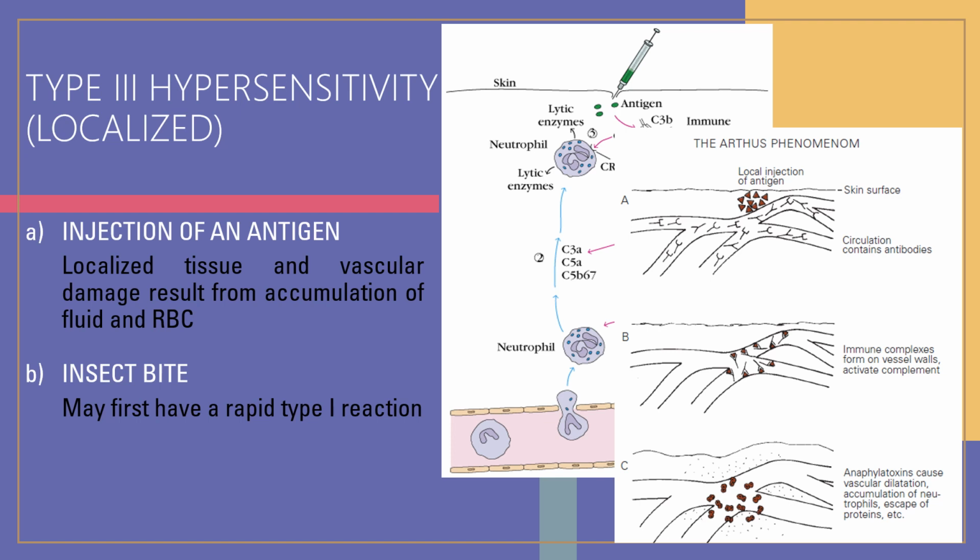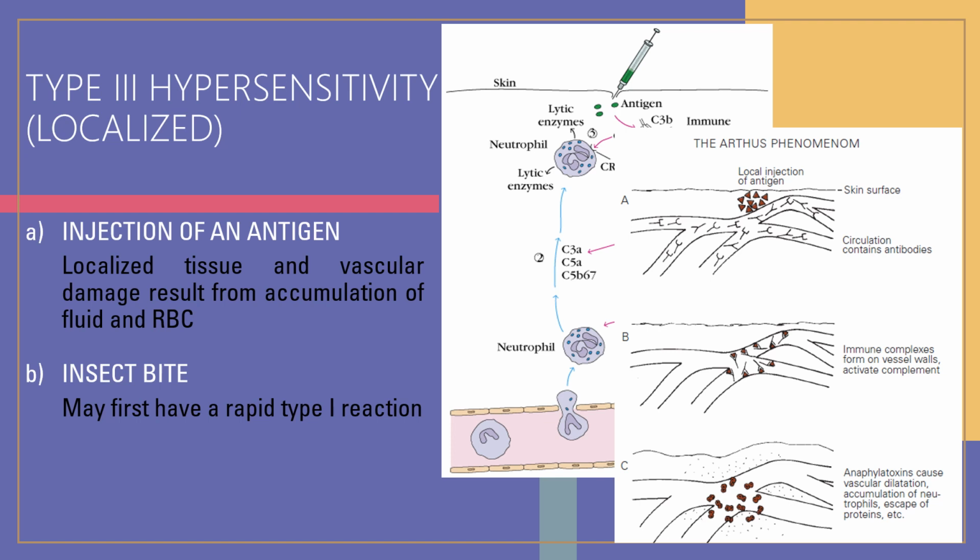So the Arthus reaction is triggered by the combination of a complement fixing IgG antibody. So the local injection of the antigen will cause the circulating antibodies to bind with those antigen. So when that antigen has penetrated the skin of an individual who has preformed IgG antibodies, these immune complexes can bind to Fc receptors of most mediator cells.